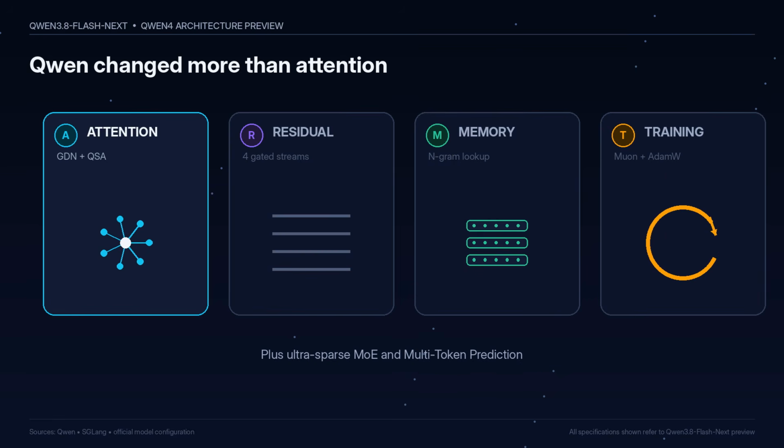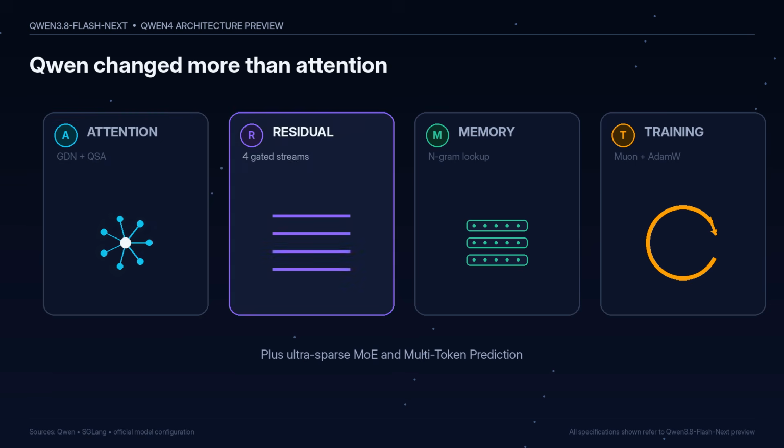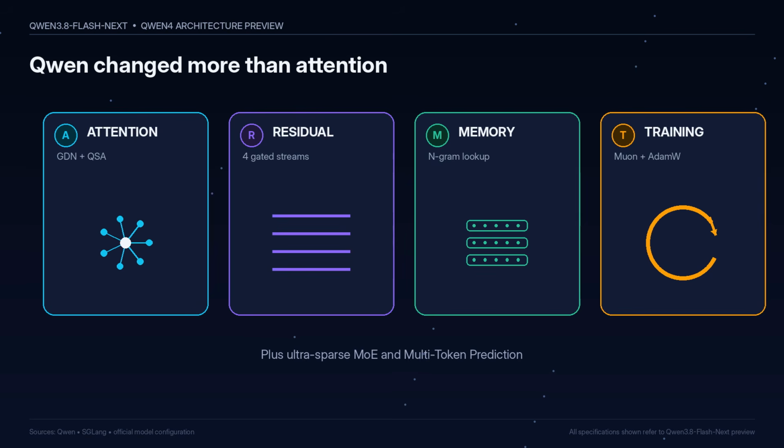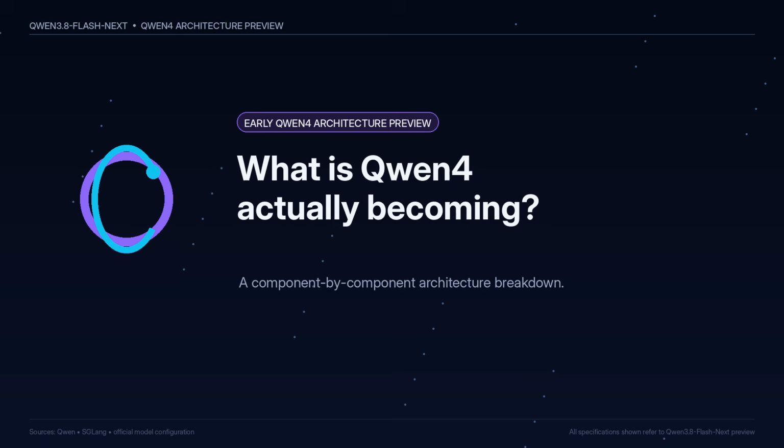And Qwen is changing much more than just the attention mechanism. They changed attention. They changed the residual connections. They introduced a massive new type of memory through engram embeddings. They changed how the model is trained. And they are combining all of this with an extremely sparse mixture of experts architecture. So let's break down what Qwen4 is actually becoming.